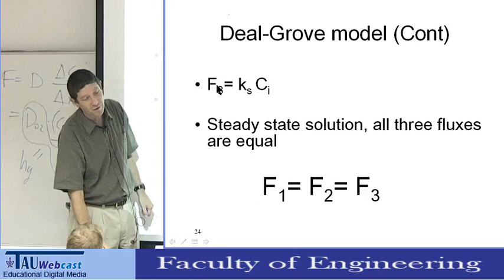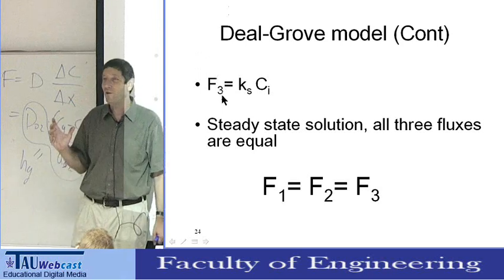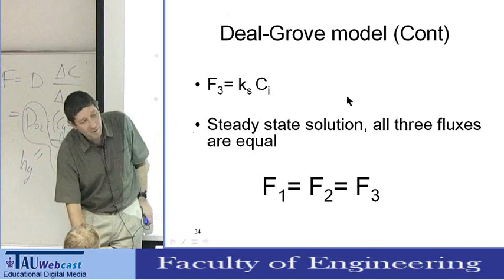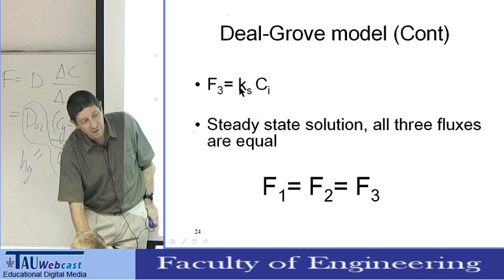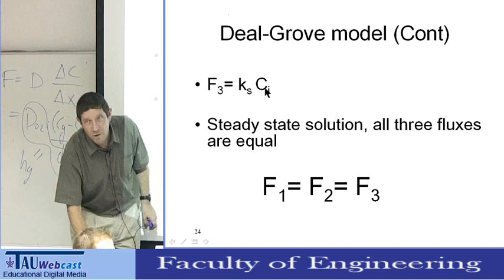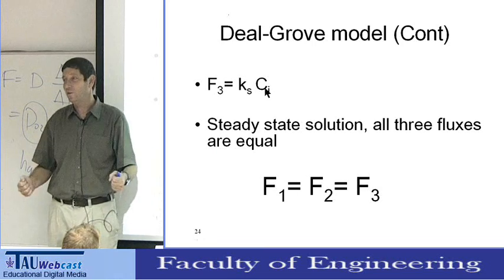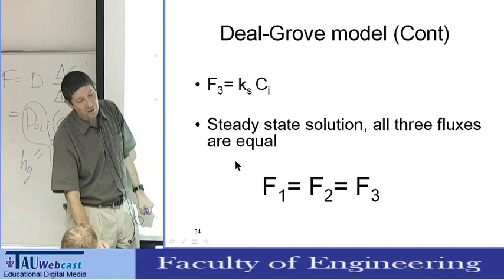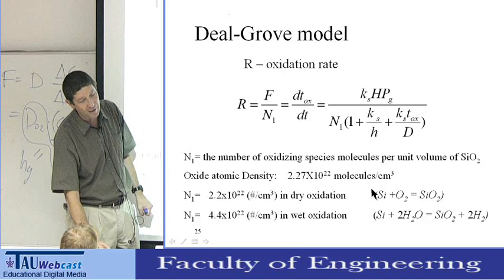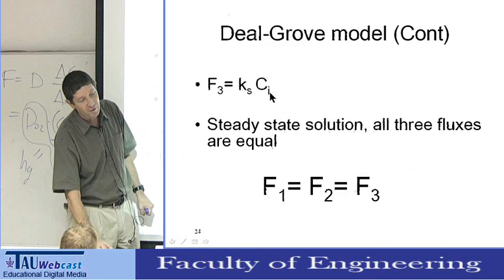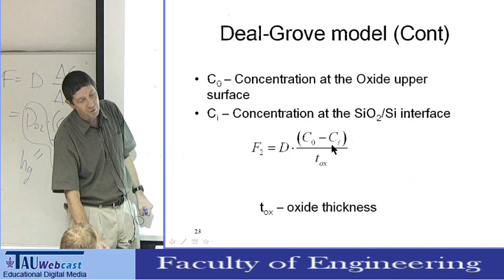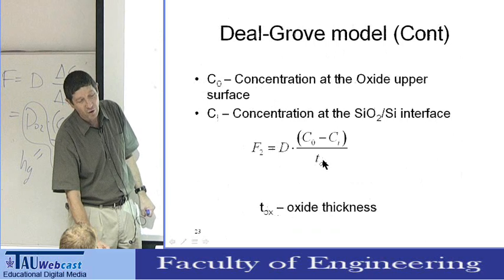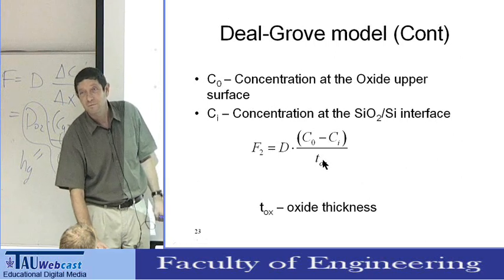Now the third equation is very simple, but can be very complicated. We assume a first order reaction, which means the reaction rate, F3, is proportional to the concentration of the oxidant at the surface. In a steady state solution, all three fluxes are equal: F1 equals F2 equals F3. So let's write them again. F3 is K3 Ci. F2 is D times C0 minus Ci over T oxide. T oxide is a function of time.